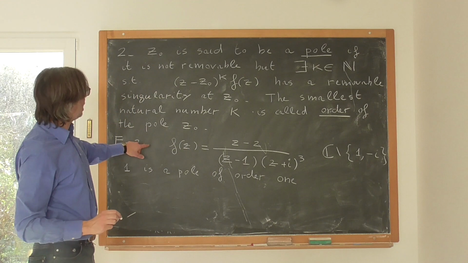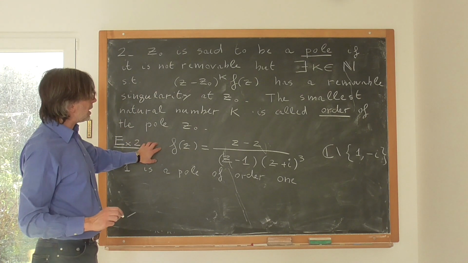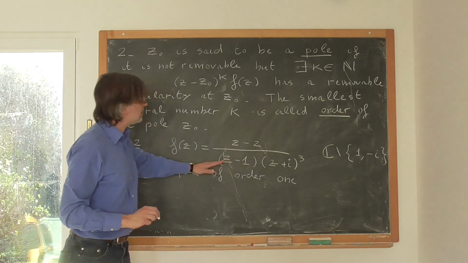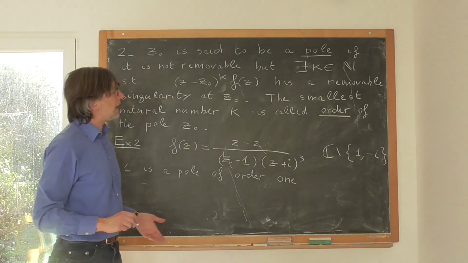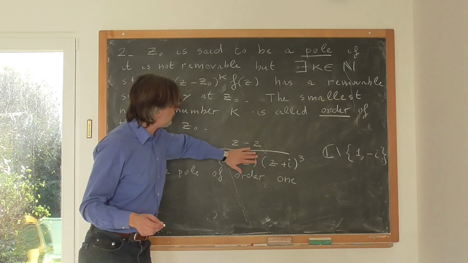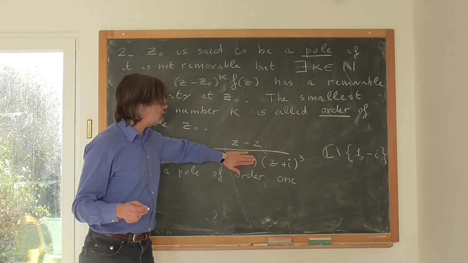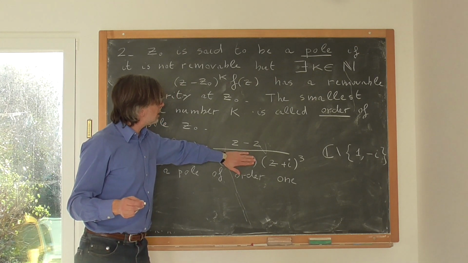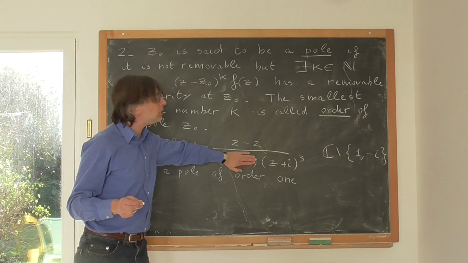Indeed, if we multiply f of z by z minus 1, then this cancels, and we find a function which actually has now at 1 a removable singularity. The function that we obtain by removing this is well defined, and so it's also holomorphic in a neighborhood of 1.